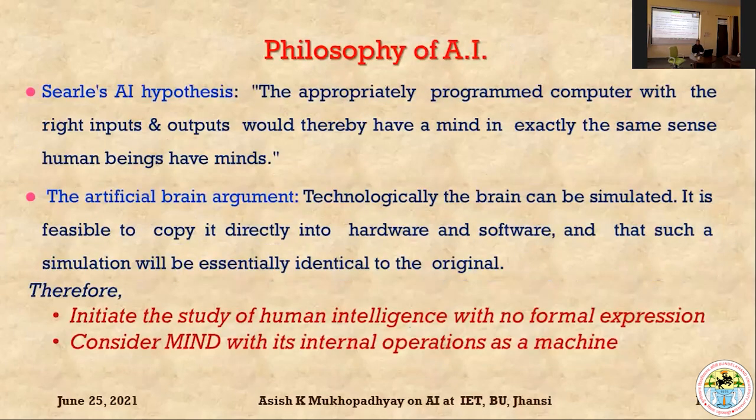Now, the philosophy of AI. The philosophy is the same thing as reflected earlier: if you can program appropriately, giving proper and right inputs and expecting the right output, then exactly whatever senses we have as human beings would be emulated through machines. This is one hypothesis. The second is the artificial brain argument, that technologically the brain can be simulated. You can simulate the brain with programming. So based on these philosophies, we can initiate the study of human intelligence with no formal expression and consider the mind with its internal operations as a machine. We consider the mind as a machine and we just try to make a prototype of that.